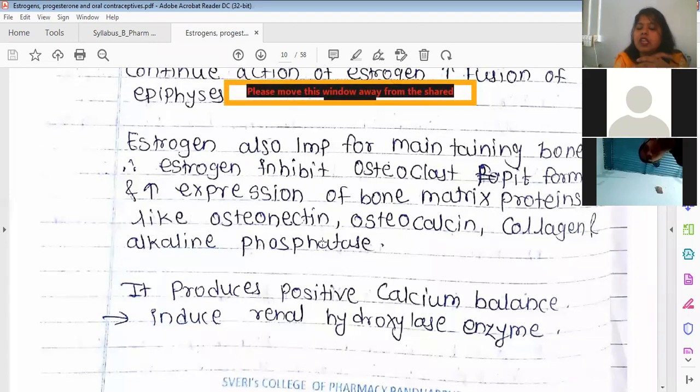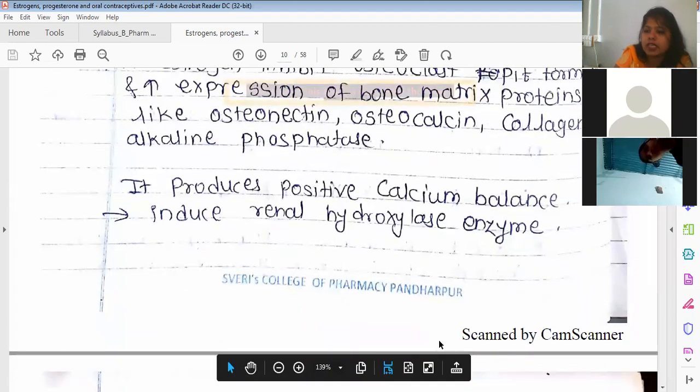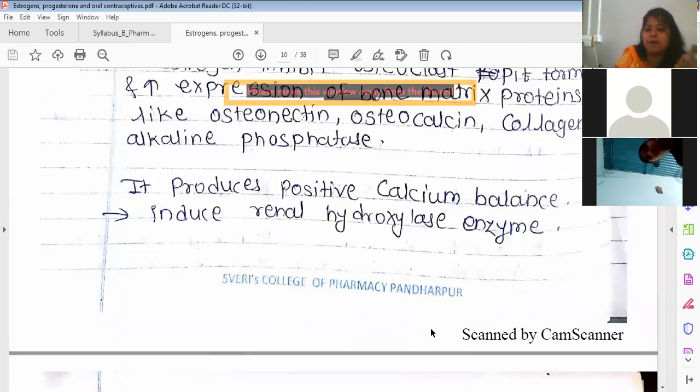Therefore, the estrogen will inhibit the osteoclast formation. It will increase the expression of the bone matrix proteins like osteonectin and the collagen, like alkaline phosphatase. म्हणजे इस्ट्रोजन इनडायरेक्टली काय करतंय, तर बोन ग्रोथ करतं, बोन डेव्हलपमेंट करतं, कोलॅजिन रिलीज करतं. Also it will produce the positive calcium balance. म्हणजे यंग एज मध्ये ज्या गोष्टी घडतात चांगल्या, that will be responsible by the estrogen.